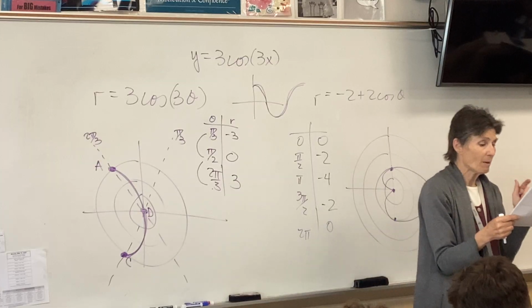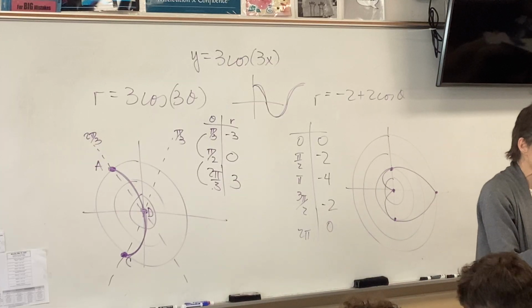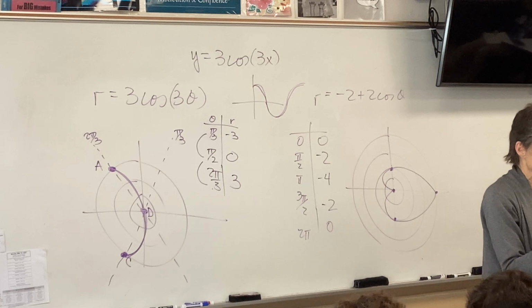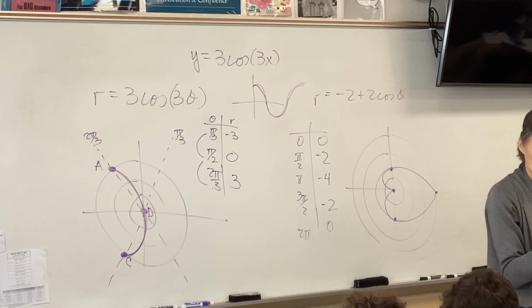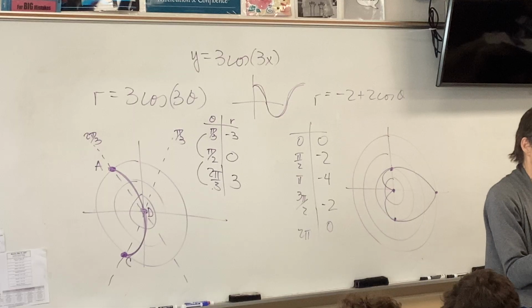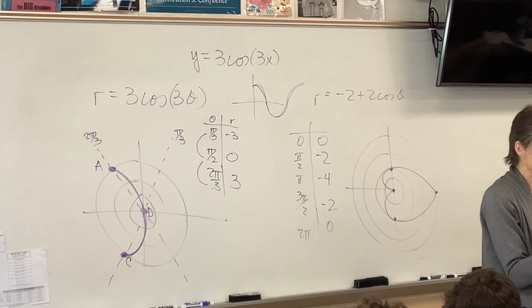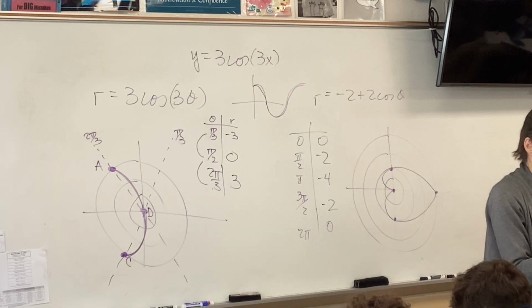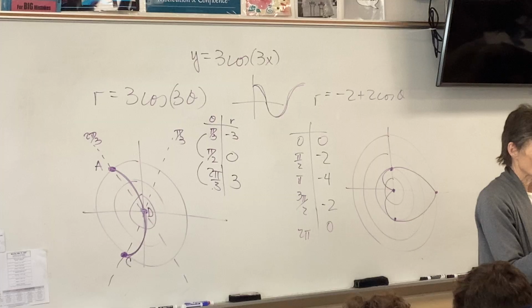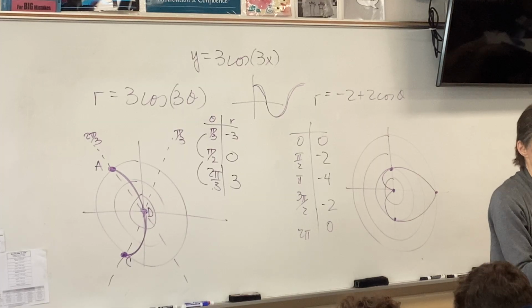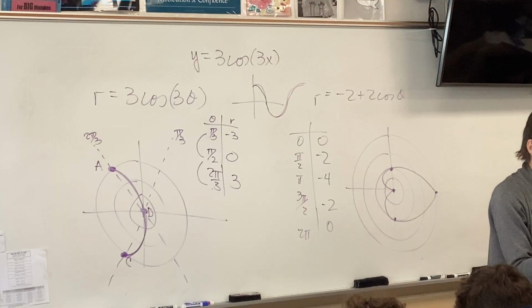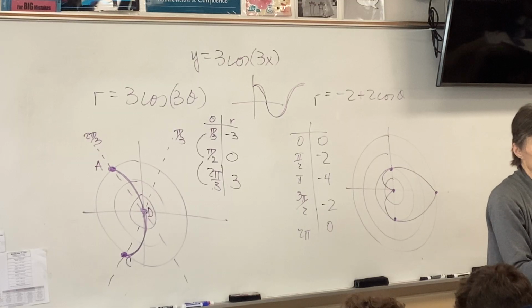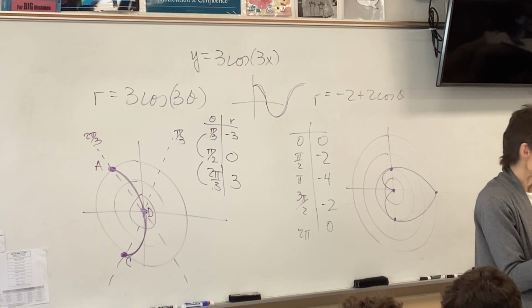All right, where is it positive and decreasing? Pi over 2 to 7 pi over 6. That is exactly right. Now, where is the function negative and increasing? 3 pi over 2 to 11 pi over 6. And where is it negative and decreasing? 7 pi over 6 to 3 pi over 2. All right, everybody okay?